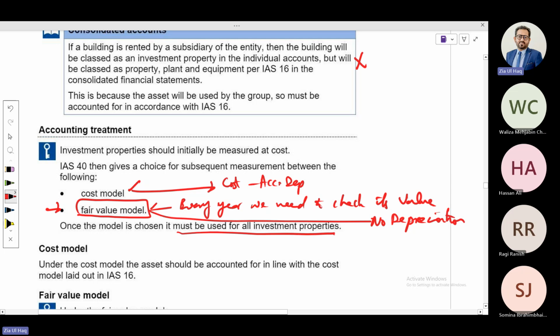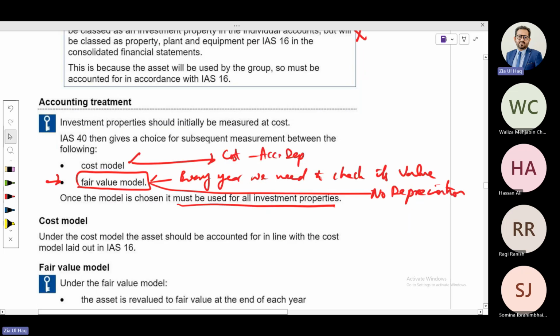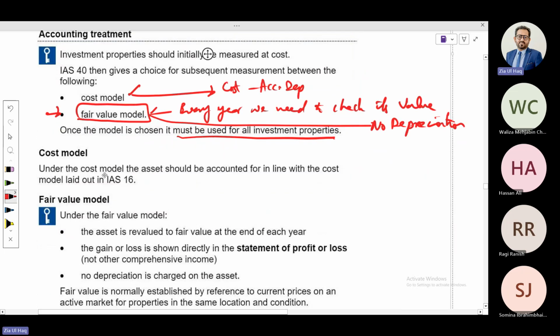There is no selective accounting record adopted for investment property. So, cost model. Under the cost model, the asset should be accounted for in line with the cost model laid out in IAS 16. And what is that?